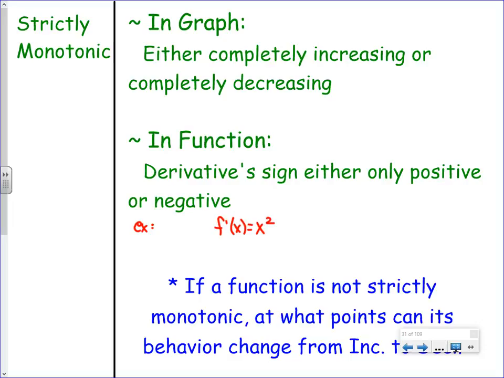then the original function f would only be increasing. Why? Because all the derivative values, whether it's at 1 or -5 or 5 or -10 or 10, are going to be positive.